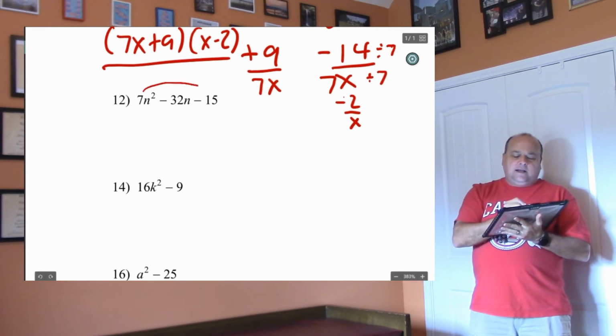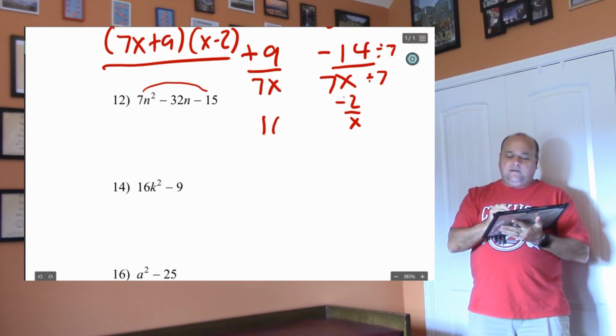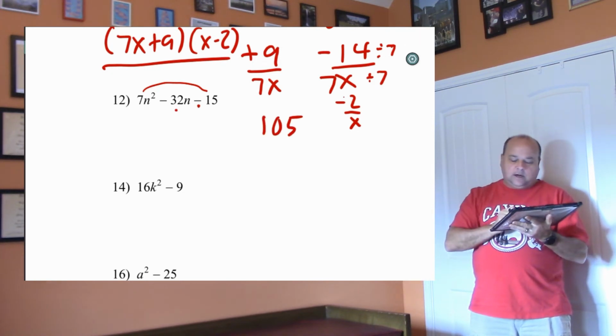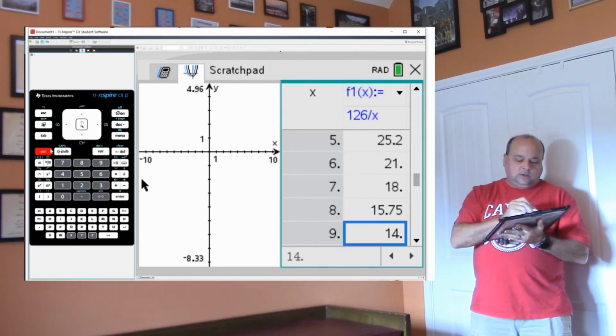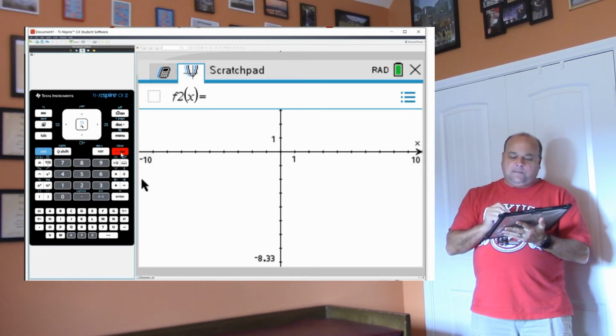Okay, on this one we got to take 7 and 15. That's 70 plus 35 is 105. And we want to subtract and get 32. So let's do the calculator. So I need to hit Control T to get rid of the table. Then delete, delete, delete.